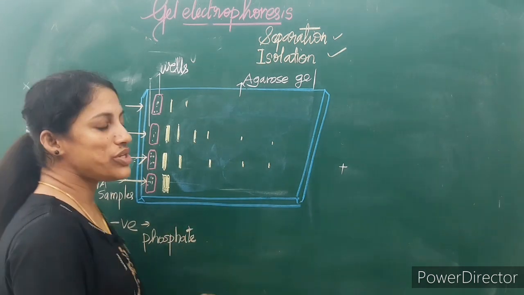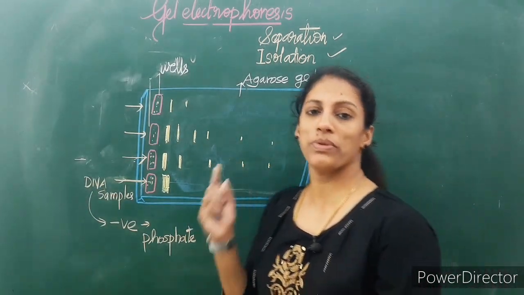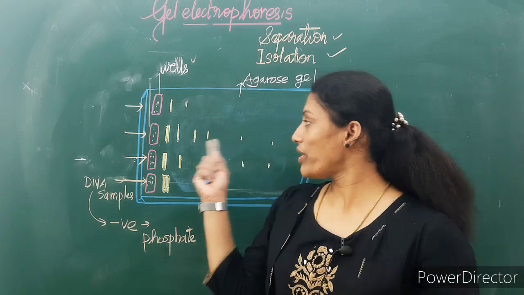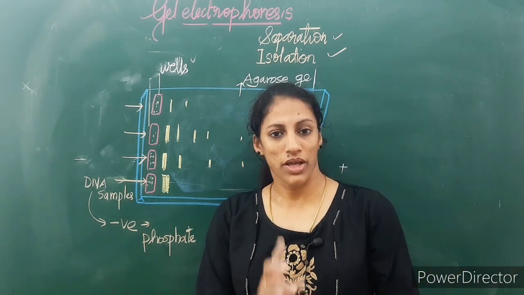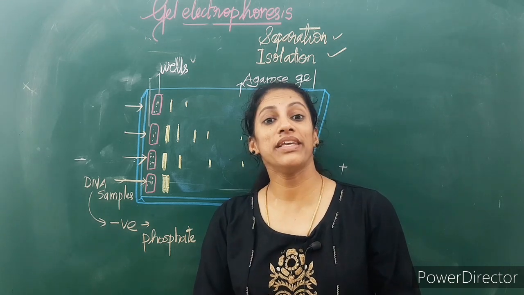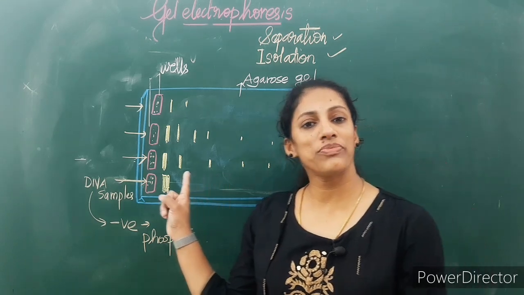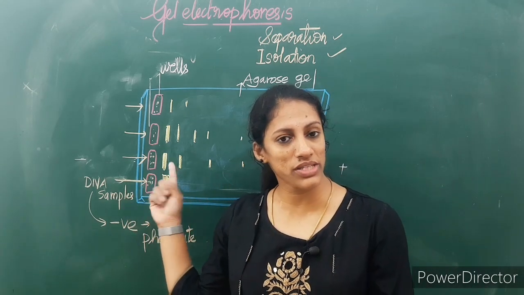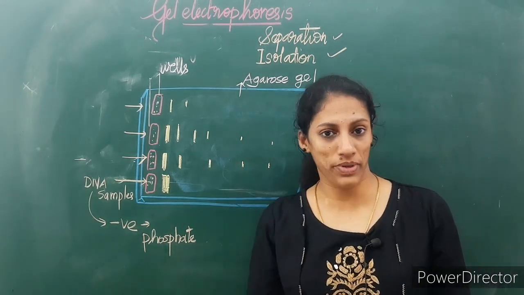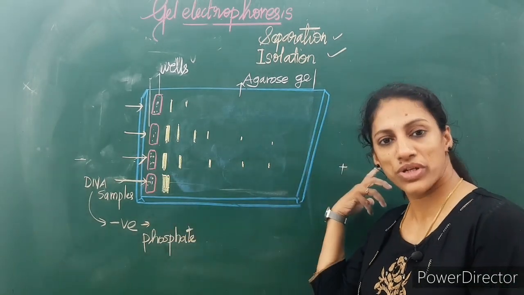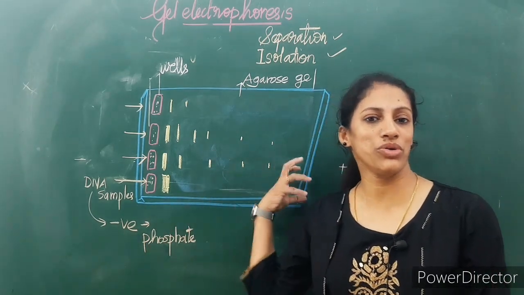Then tell me on the basis of which principle it works. Why is it possible for the DNA fragments to be separated? The first case is that DNA shows charge. If the DNA fragments do not show any charge, we cannot separate by this method. Based on the charge they separate. Because of the charge they move to the anode. Since they have a negative charge, they move to the anode.